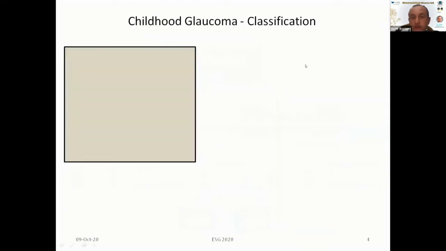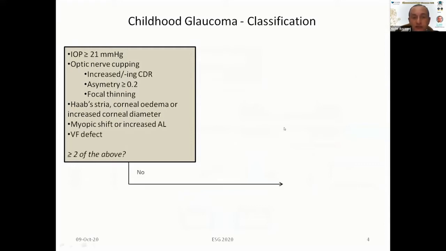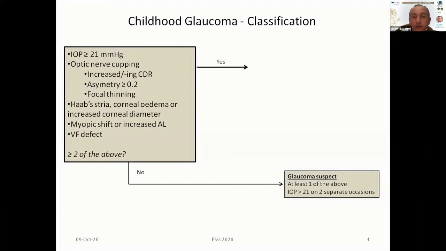So, just a very brief mention. This is not to mention the diagnosis, which we'll hear in detail in a few seconds. We just mention the few criteria: intraocular pressure above the statistical normal of 21 millimeters mercury, optic nerve cupping, corneal manifestations of childhood glaucoma, myopic shift or increased axial length, and visual field defects. If two or more of these exist, then we will shift to the diagnosis of childhood glaucoma. If these are not present, then this classifies the child as a glaucoma suspect.